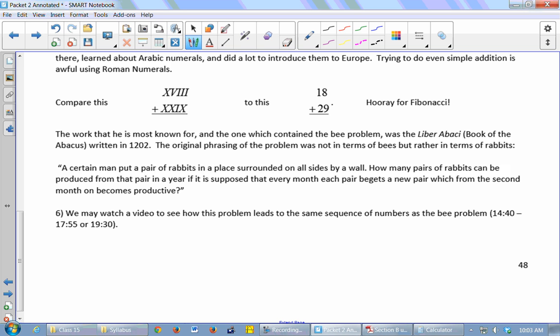But the work that he's most known for, and the one that contains this list of numbers that we found from the bee problem, was a book he wrote called Liber Abaci, written in 1202. It had this problem phrased not in terms of bees, but in terms of rabbits. A certain man put a pair of rabbits in a place surrounded on all sides by a wall. How many pairs of rabbits can be produced from that pair in 1 year if we suppose that every month each pair creates a new pair which from the second month on becomes productive?